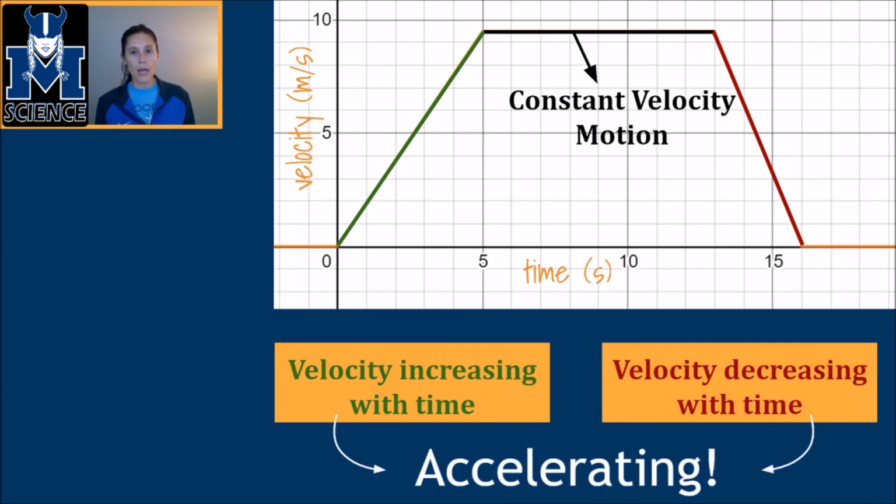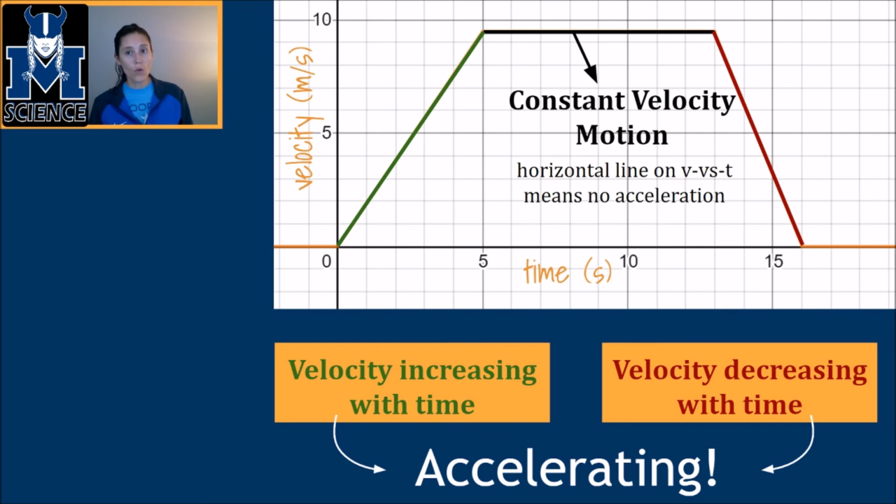So that means that in those time periods, so from 0 to 5 seconds and from 13 to 16 seconds for this example, the runner's accelerating. Okay? The horizontal line on the v versus t graph means at that time there's no acceleration. It does not mean there's no velocity. They're definitely moving. They're going at 9.5 meters per second here. Okay? But it does mean that it's constant velocity throughout that time. Okay, if you have a horizontal line.